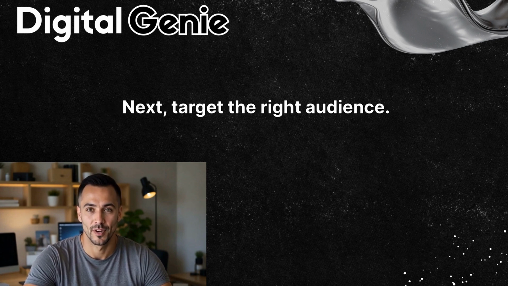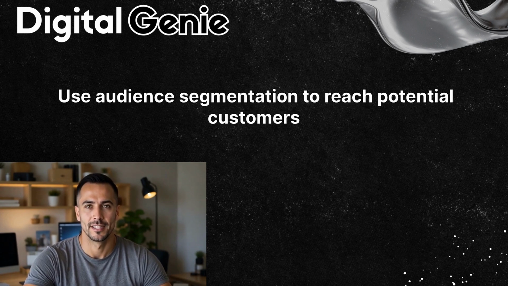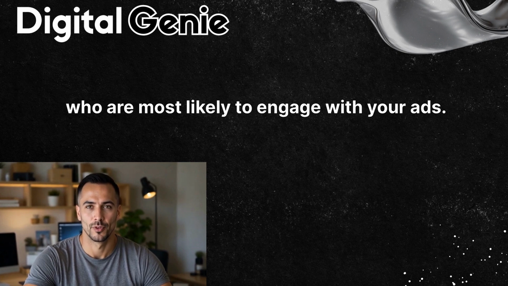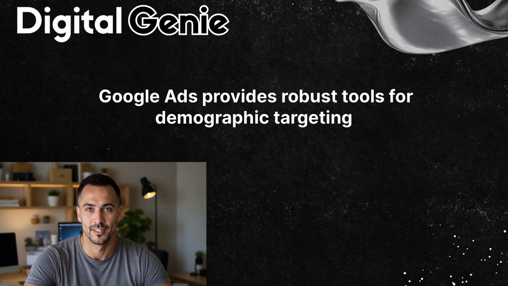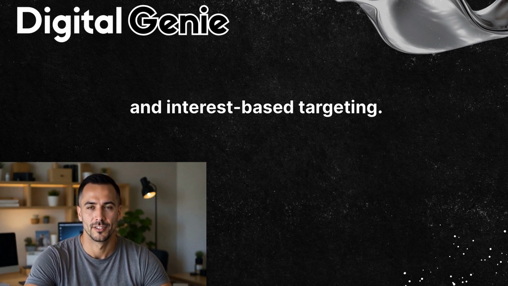Next, target the right audience. Use audience segmentation to reach potential customers who are most likely to engage with your ads. Google Ads provides robust tools for demographic targeting and interest-based targeting.